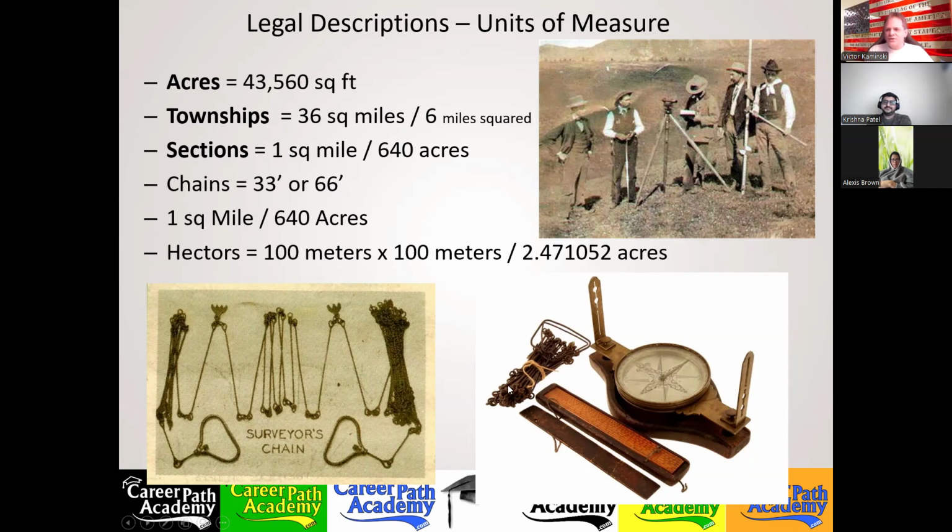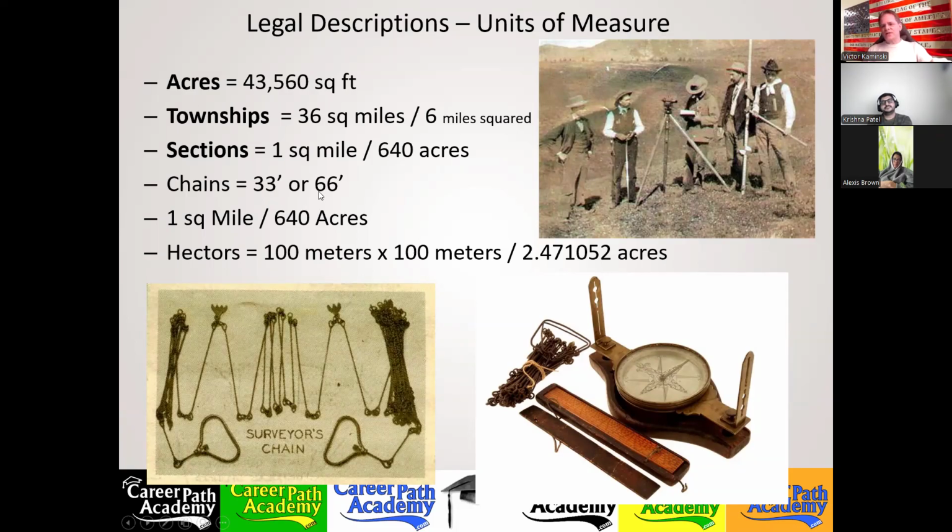Now, a chain is also a unit of measure because the chain is based on the chain's length. So the two-man teams would stretch out the chain, and then you'd have the guy who would draw the map in his notebook. That's probably what this guy right here is doing. They stretch out these chains. They do the measurements. Now, a chain can be 33 feet or 66 feet in length.